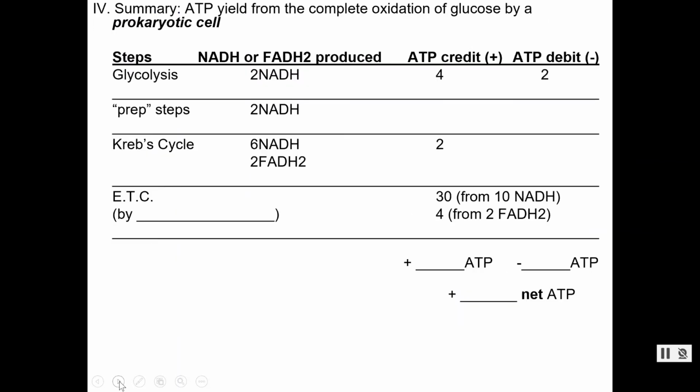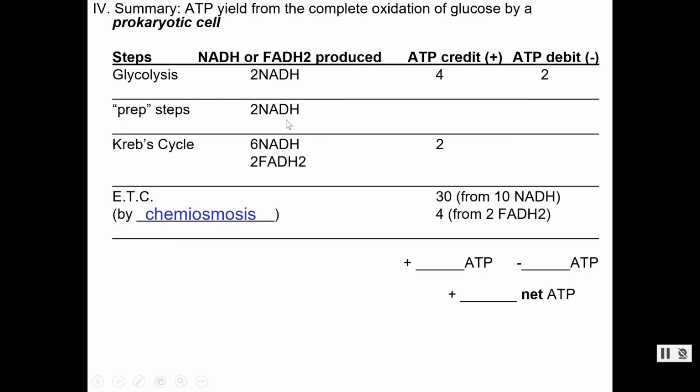Very efficient process. Okay, so it's checkbook time. We need to account for everything. The ATP yield from complete oxidation of glucose in a prokaryotic cell. So if you go back to each of these steps, how many ATP did you make? But you also need to keep up with NADHs because we know for every NADH, we get 3 ATP. For every FADH2, we get 2. So glycolysis, 2 NADHs, we actually made 4 ATP, but we do need to put that subtraction, that debit column. We use 2 from there.